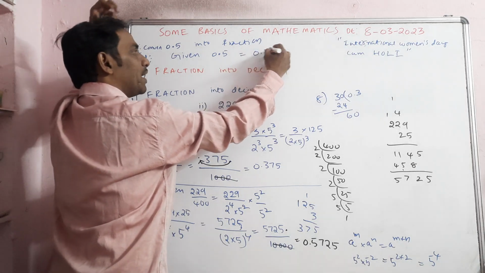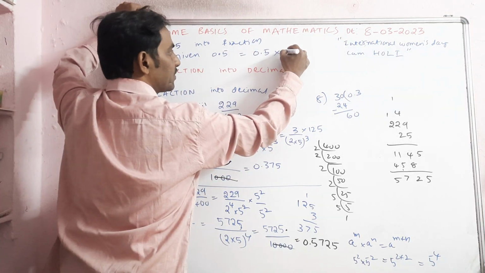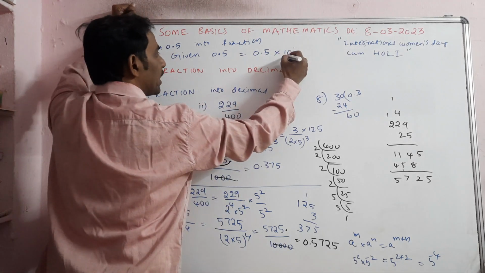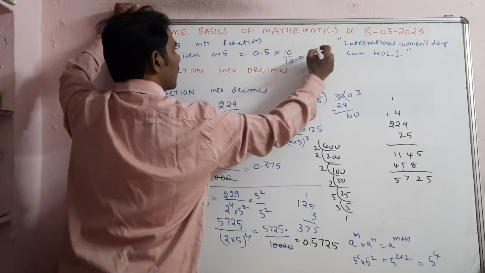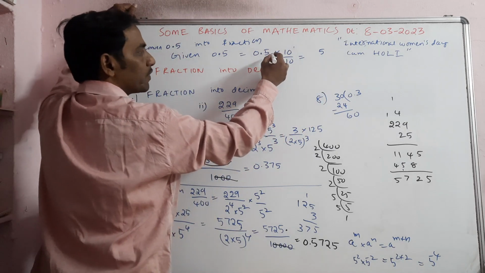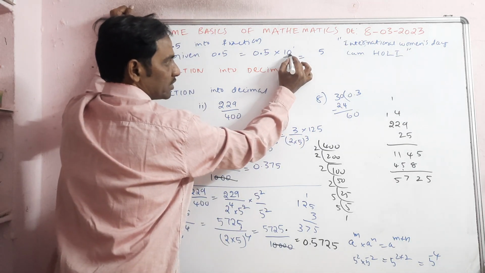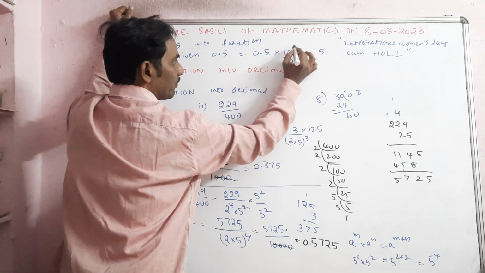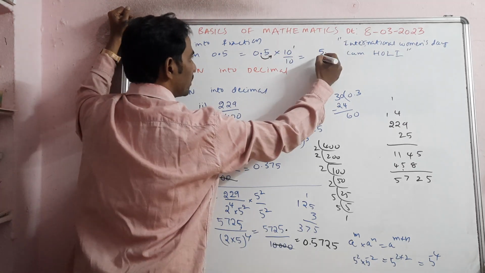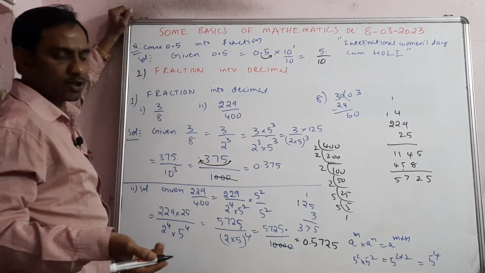So what you do, multiply with 10, means the power of 10 should be 1. And divide also with 10. So then what will happen? 0.5 into 10 will become 5. Why? Because whenever you are multiplying with 10, the power of 10 is 1, so 1 digit the decimal will shift to the right. So 0.5 will become 5.0, and the denominator is 10. That's it, 5/10 you can write.